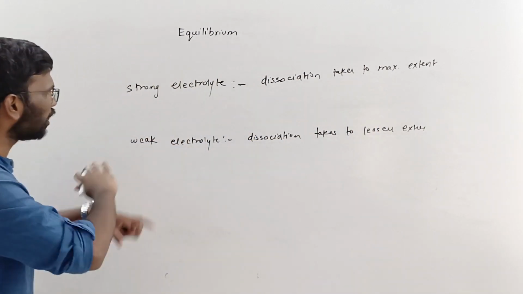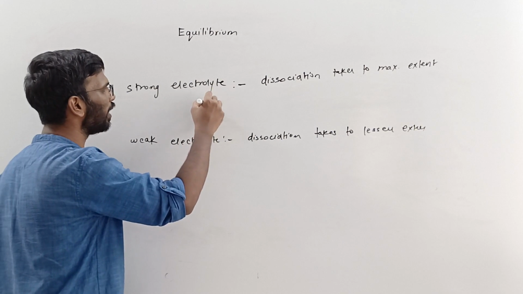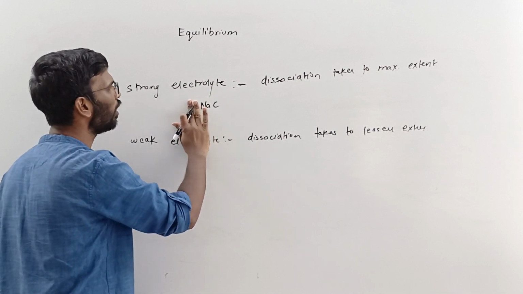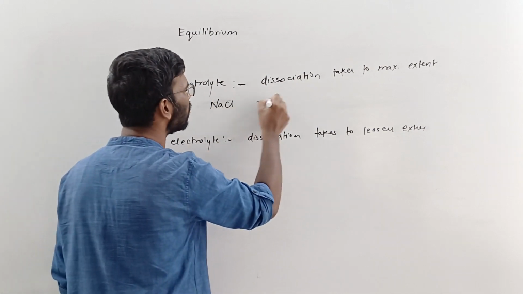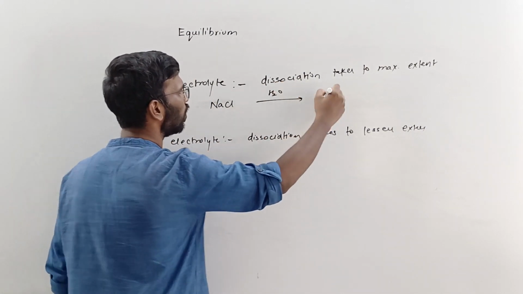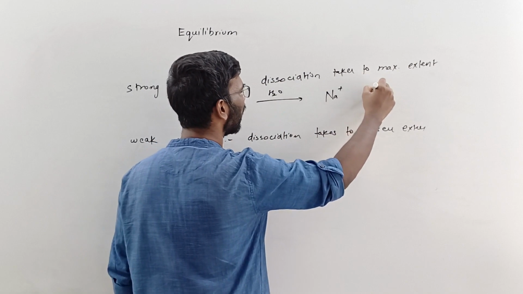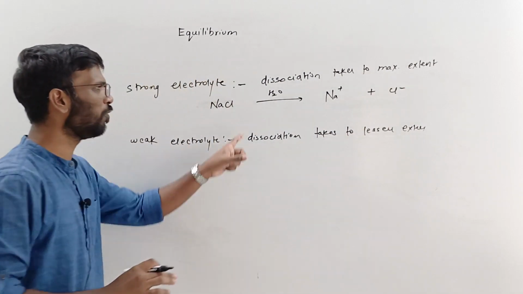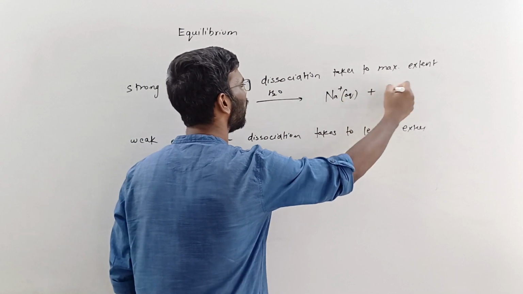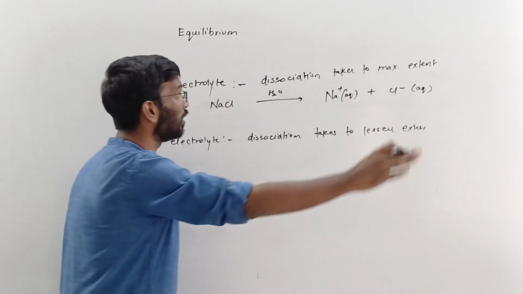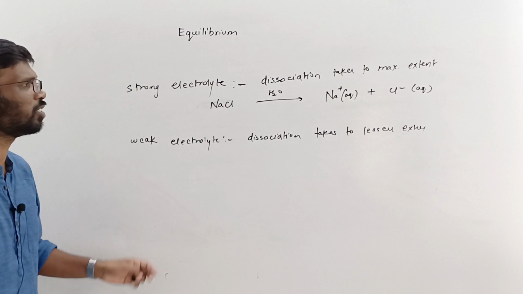What does dissociation mean? Let's take a strong electrolyte example, NaCl. If you put this into water, you get Na plus and Cl minus. I have shown this with a forward arrow. Maximum of all the ions are getting split up. This is the splitting, this is the dissociation, and this is called a strong electrolyte.